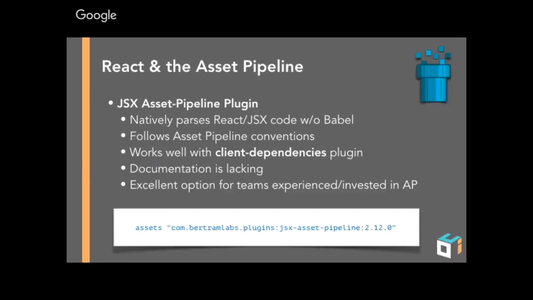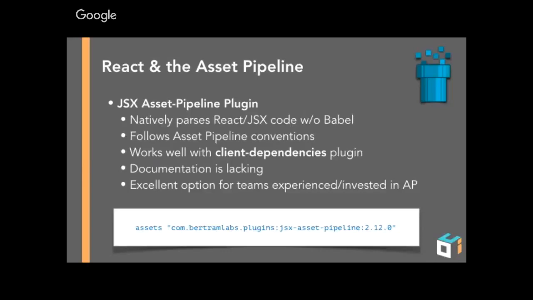So the one I do recommend is the JSX asset pipeline plugin. This natively parses React and JSX. There's no Babel here at all. Dave Estes, the author of the asset pipeline, wrote his own lexer and his own parser, which is really impressive, to convert JSX into plain old JavaScript. It follows all the asset pipeline conventions. If you're familiar with the asset pipeline, it keys off of file extensions. So JSX files are .jsx, and it'll pick them up, run them through the JSX plugin, and turn out browser-ready JavaScript. Documentation is lacking on this plugin. It doesn't exist.